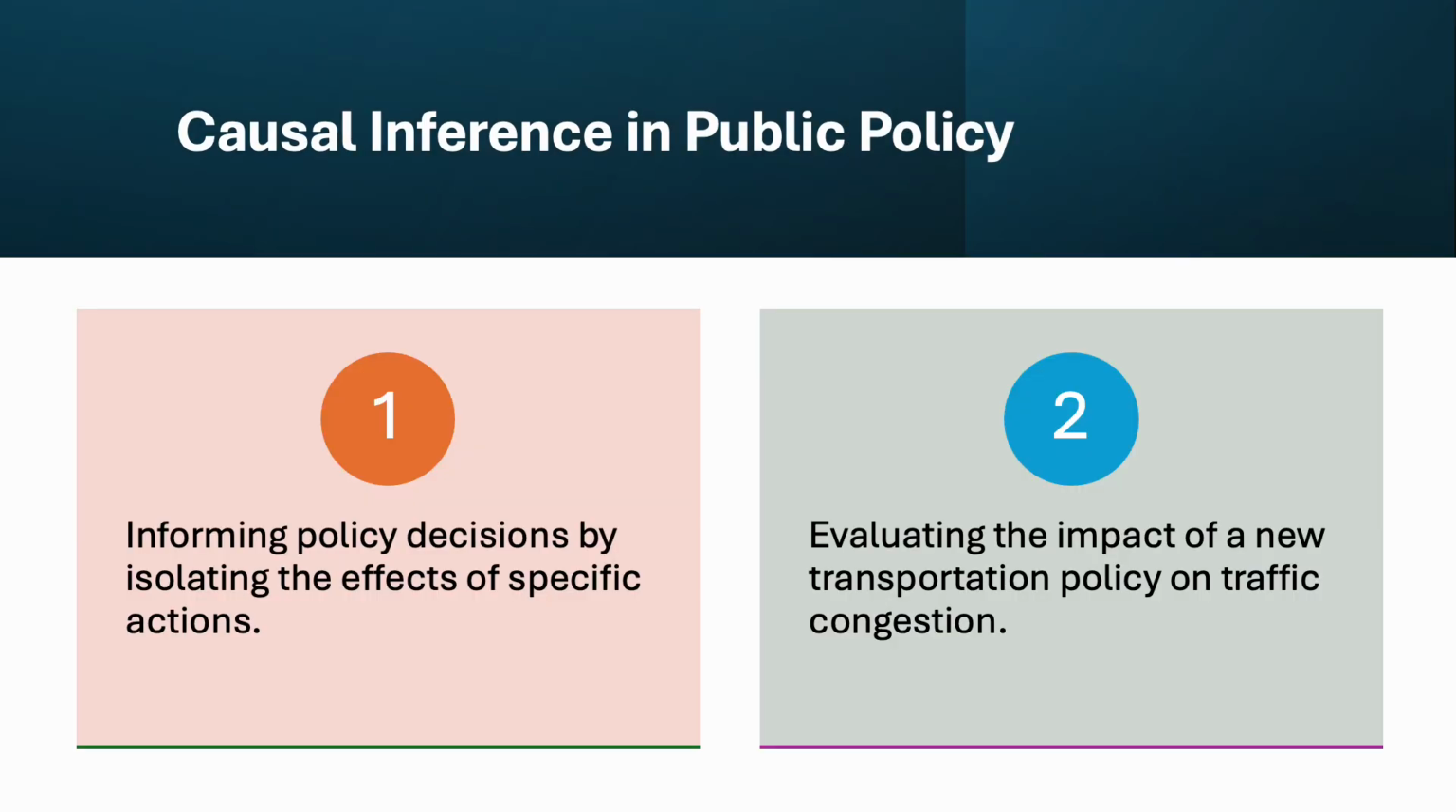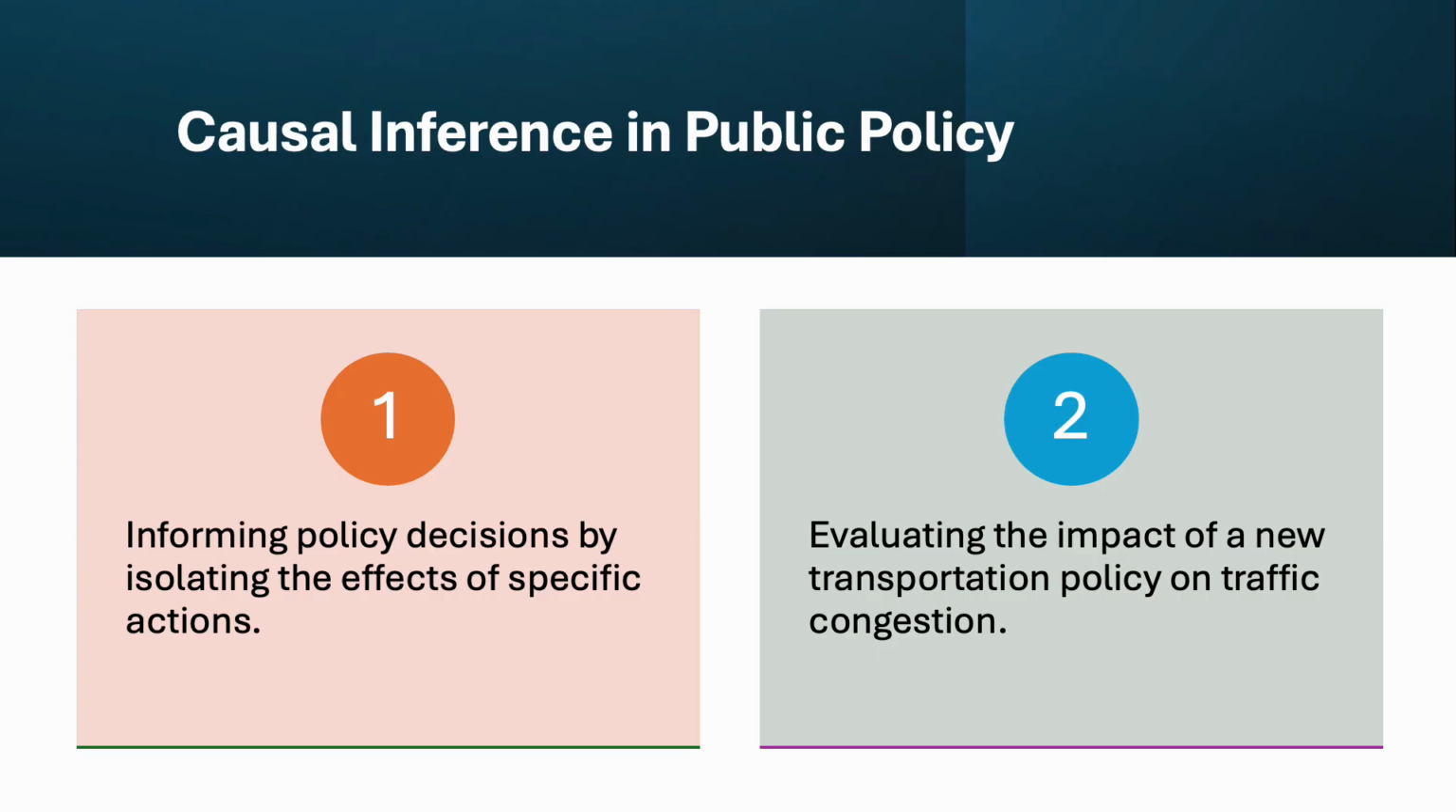Public policy relies on causal inference to understand the effects of specific actions, such as a new transportation policy on traffic congestion, by comparing traffic patterns before and after the policy, or between cities with and without the policy. Policymakers can determine whether the change was effective. This approach ensures that policies are evidence-based.